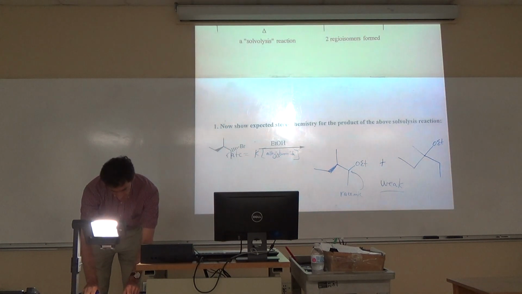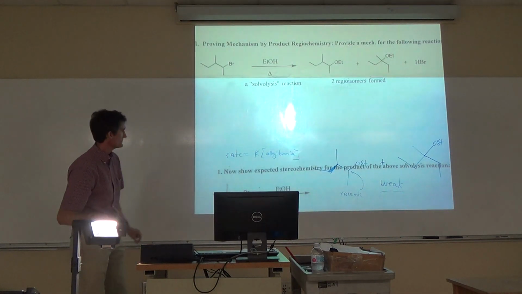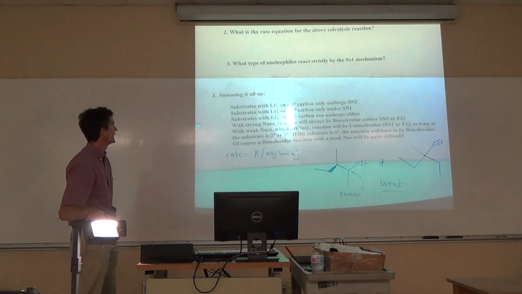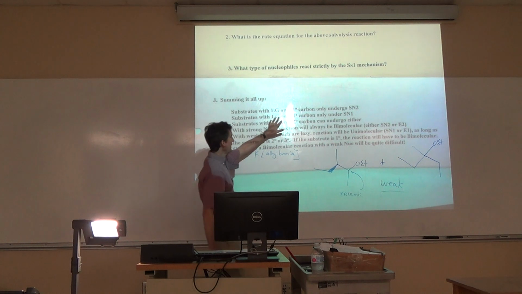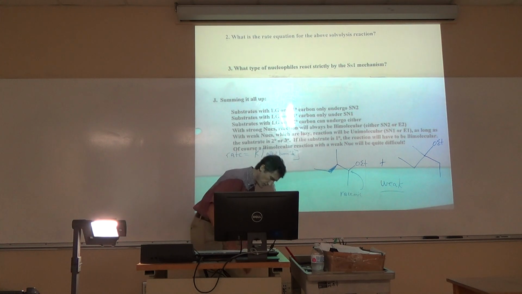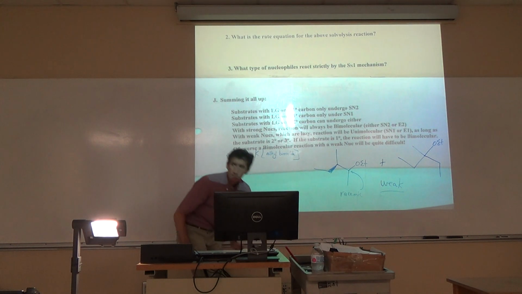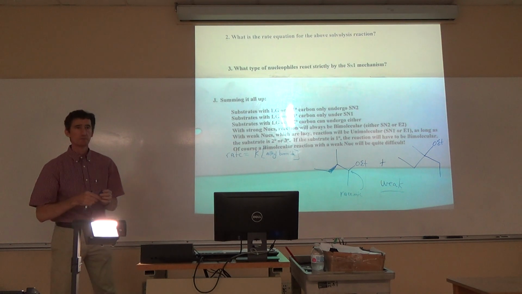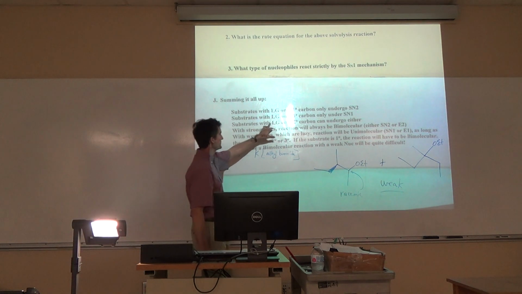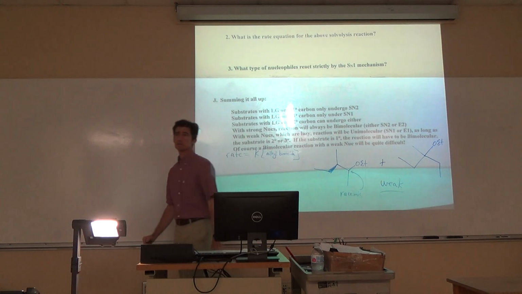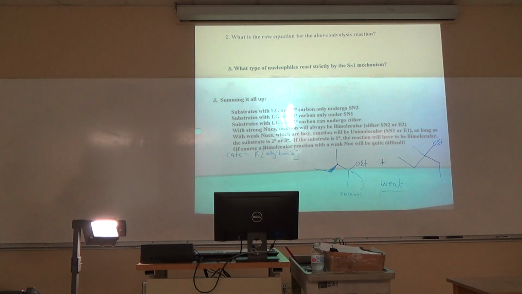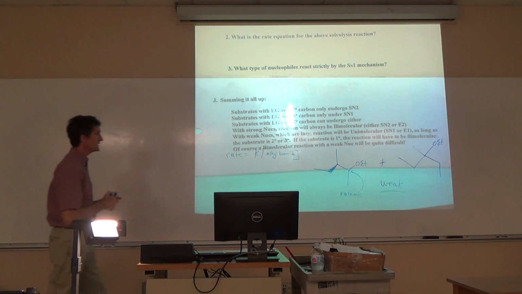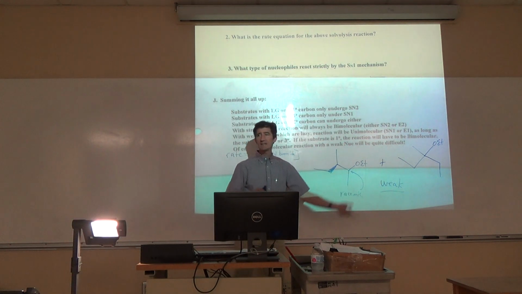Okay, summing it all up, here we go. This should be a summary. Substrates with leaving group on primary carbon only undergo SN2. Does that make sense? Yep. You never do SN1 there, right? Substrates with leaving group on tertiary carbon only do SN1. You don't do SN2 with leaving groups on tertiary carbon. I think we had 3 exclamation points for that. Substrates with leaving group on secondary carbon can undergo either.